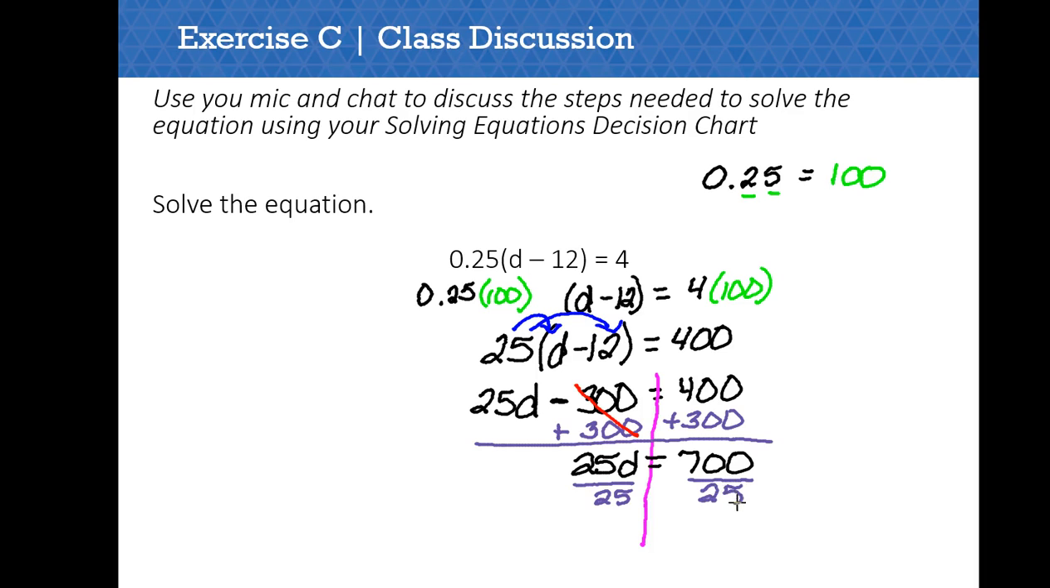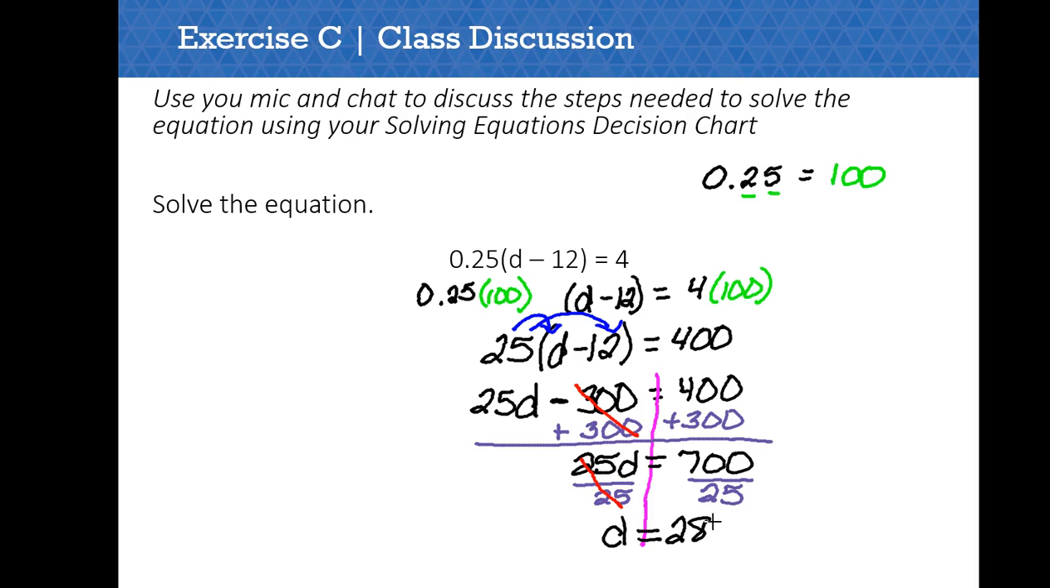And I'm dividing by 25 because I want to make the d all by itself. So again, 25 divided by 25, those two are going to cancel out, leaving me with just my d. And then I have my equals, and when I do 700 divided by 25, I am going to get an answer of 28. All right, I get an answer of 28.